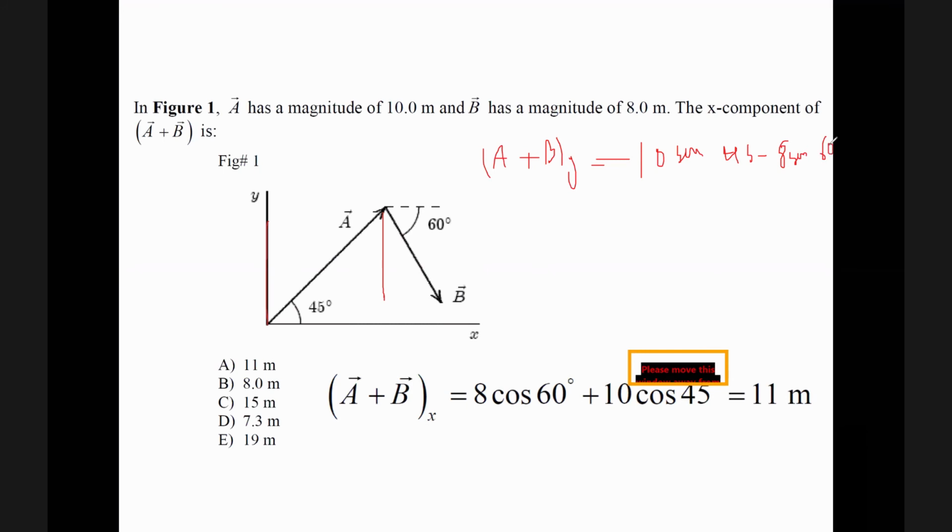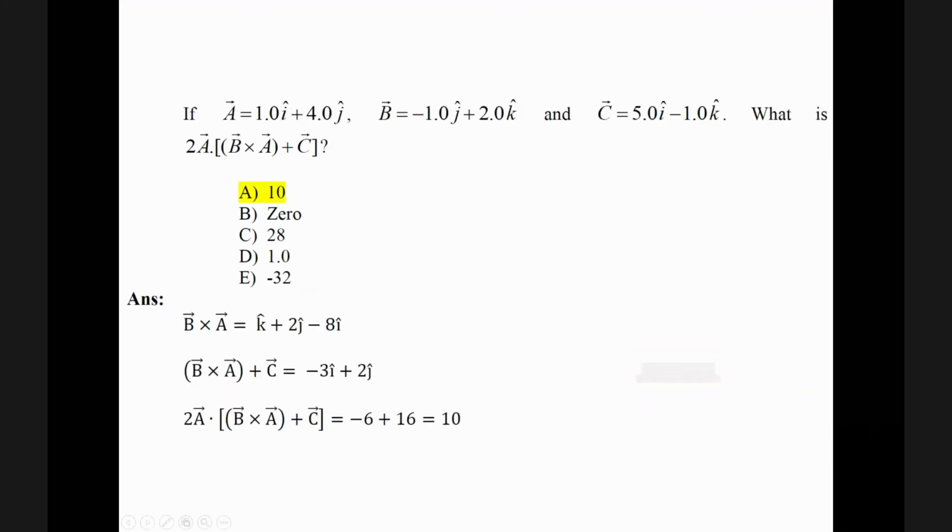Okay guys, I hope it's clear. Let's do another question. With practice, you need to practice, you need to study. Remember, if you don't study, this doesn't work. You have to study yourself. You have to attempt to solve.